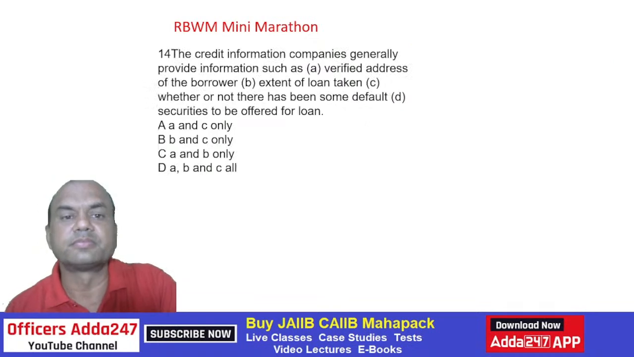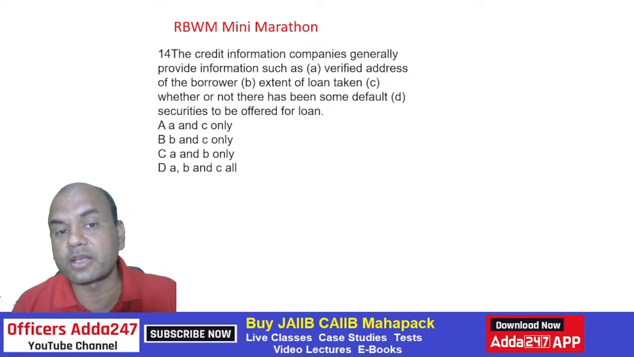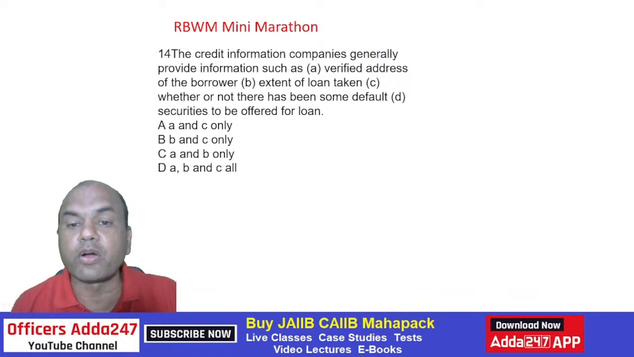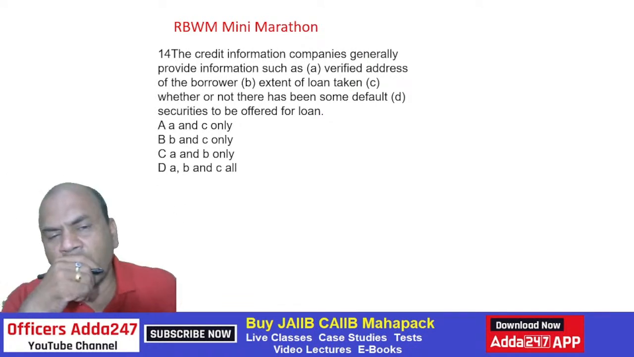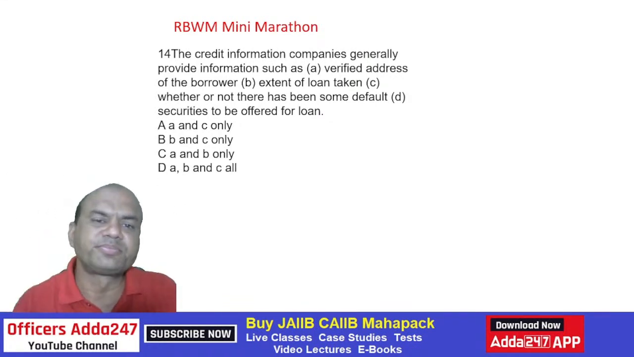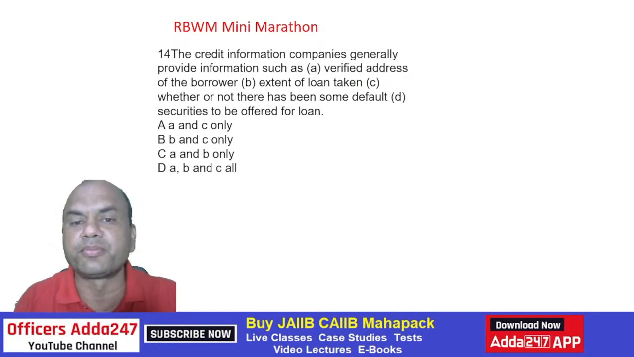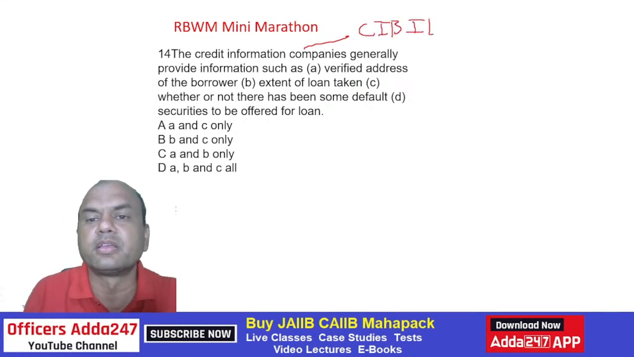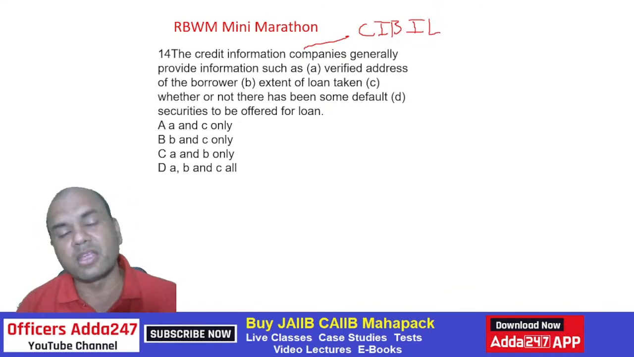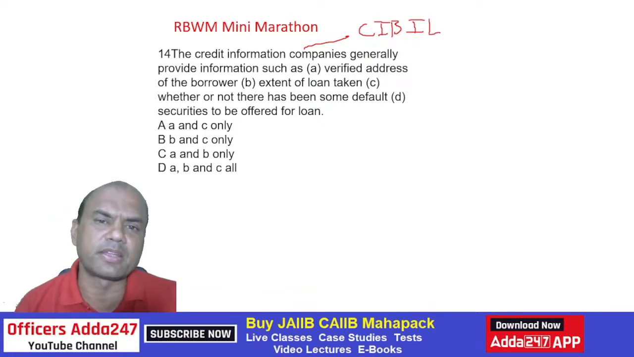Chalo, next one. The credit information companies generally provide information such as verified address, extent of the loan taken, whether or not there has been a default, and securities to be offered. What is it? Credit information companies. What is CIC? This is CIBIL, isn't it? CIBIL is only one. There are many: Equifax, TransUnion, Dun and Bradstreet. Many of them are there.